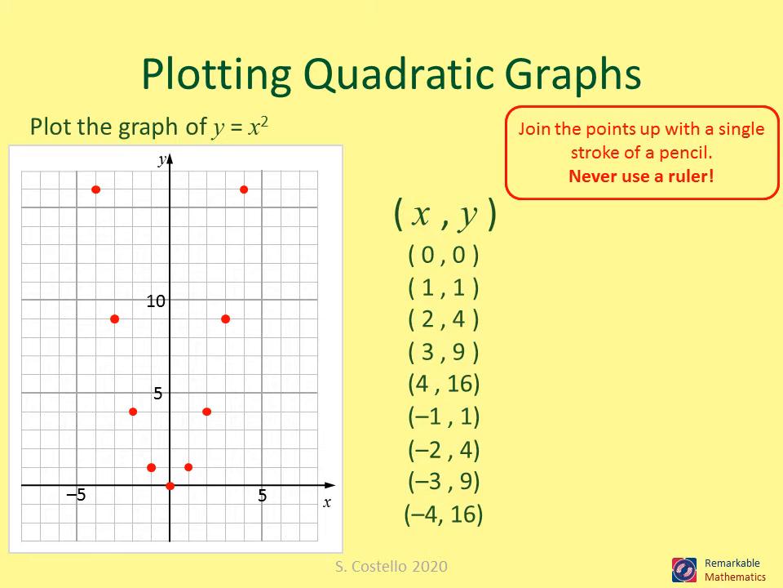Join the points up with a single stroke of a pencil. Never use a ruler. The graph of a quadratic is a curve. It has no straight parts in it at all. Don't ever be tempted to do it with a ruler. It doesn't make it look tidier, it makes it less accurate.